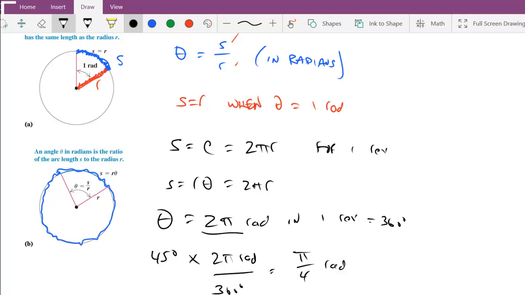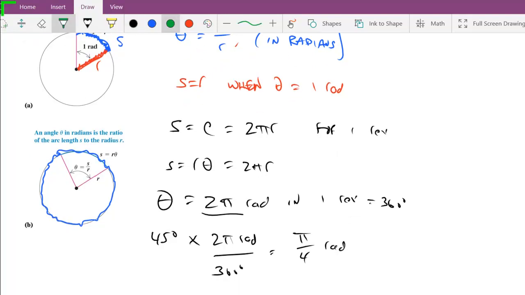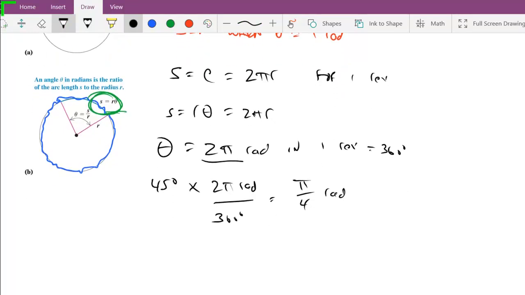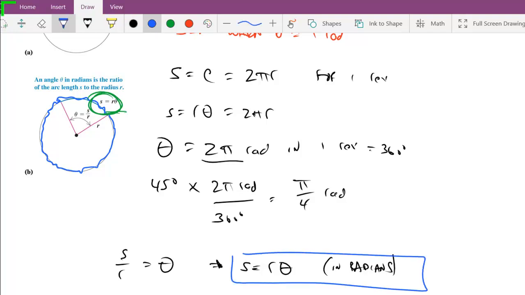Okay, so when we define it, this is very important as we get into later stuff. We need to use radians when we're talking about rotational motion because of this fact right here. If the arc length divided by the radius is the angle measured in radians, this means that our arc length is equal to the radius times our angular displacement in radians. So as long as we use radians, we can use this fact here. S is equal to r theta.